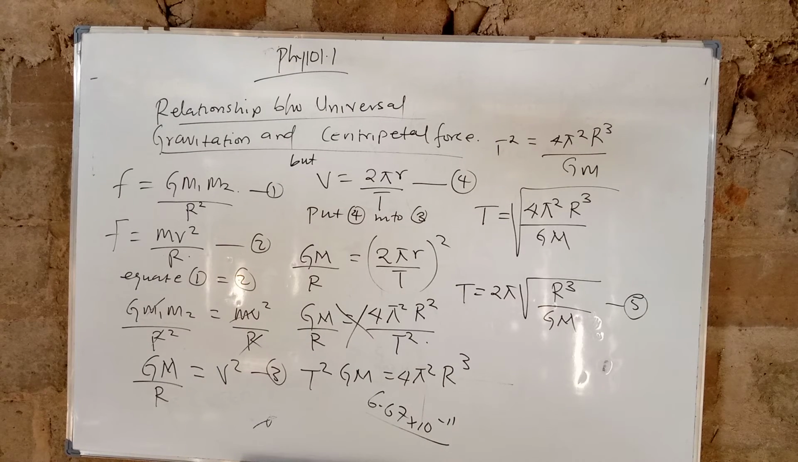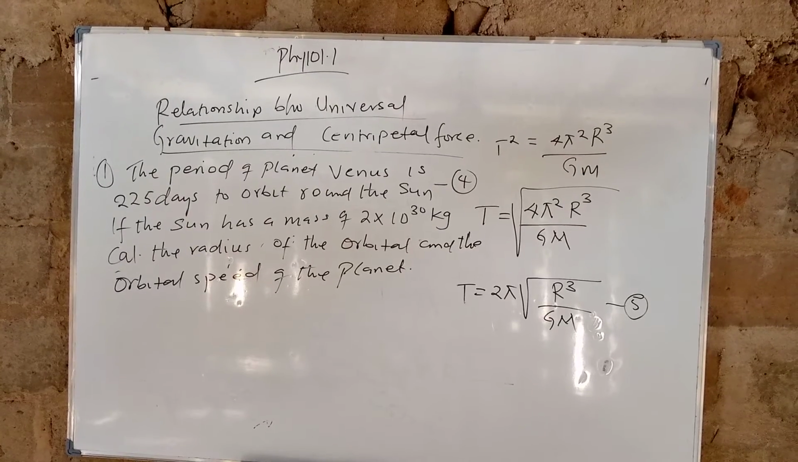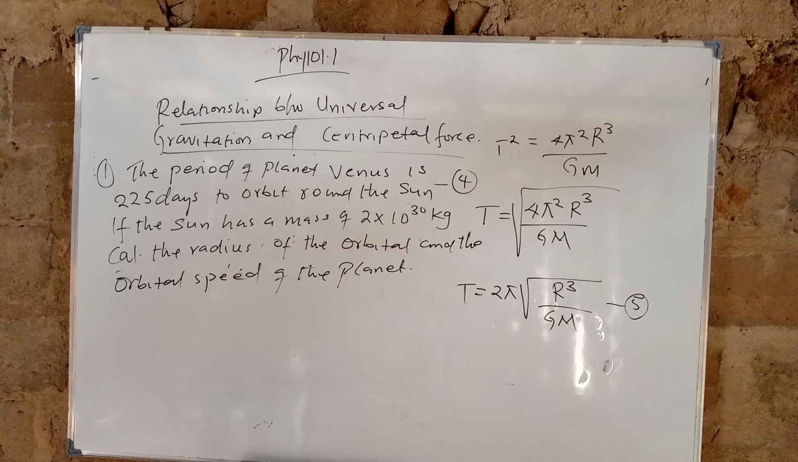Now, let's go to an example for you to actually comprehend what I'm doing here. We have a question here. The period of planet Venus is 225 days to orbit around the sun. If the sun has a mass of 2 times 10 to the power of 30 kg, calculate the radius of the orbit and the orbital speed of the planet.